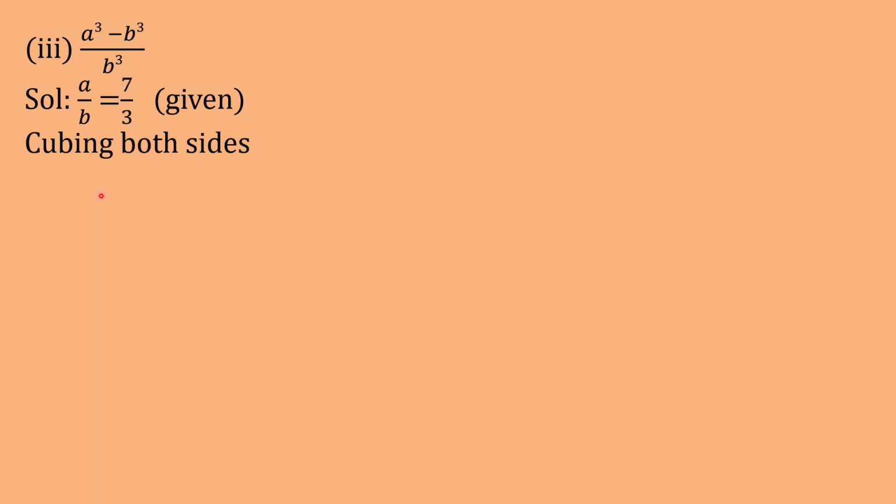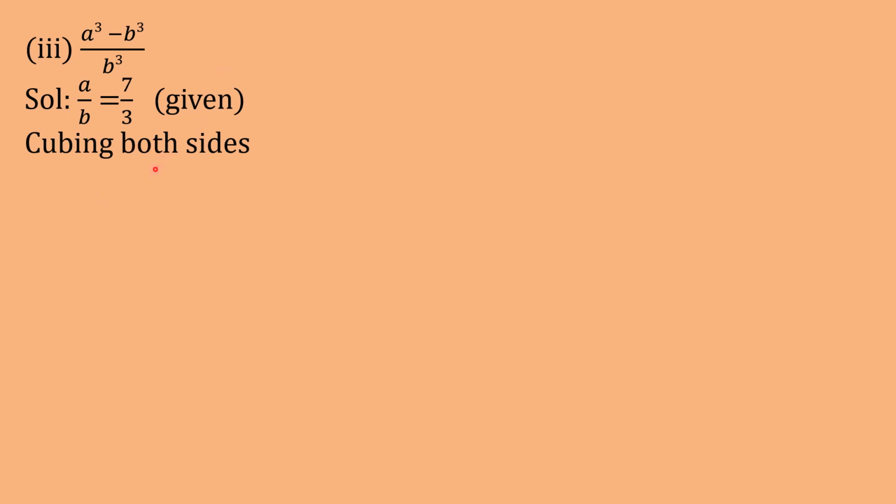Moving to the third one. What is given, student? Third one, a cube minus b cube upon b cube. Now student, by seeing this, which property do you recollect? Which property will we use here? Dividendo. Because in the numerator, a cube minus b cube, minus is there, and this sum follows the property of dividendo. So first let's take what is given. a upon b is equal to 7 upon 3, given. Now students, we need to cube first. So cubing on both sides.